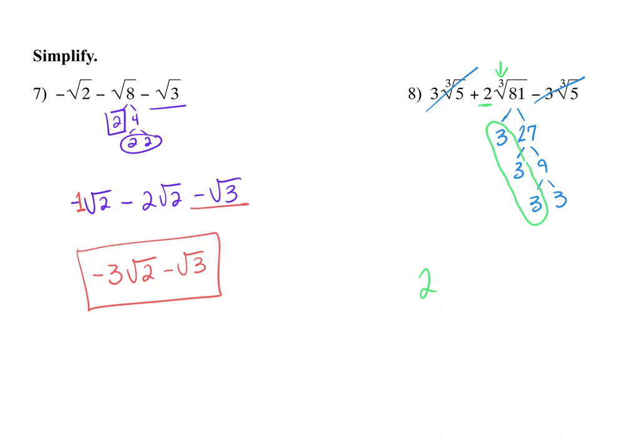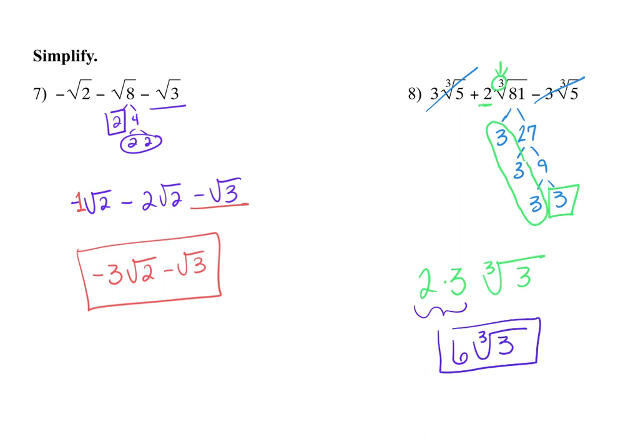So that means one of those 3s can come out. And then I have a 3 that does not have a group of 3. That one will stay in. And don't forget to put that index back there. And then I'm just simplifying what I can multiply. 2 times 3 is 6. Cubed root of 3. And I am done with that one.